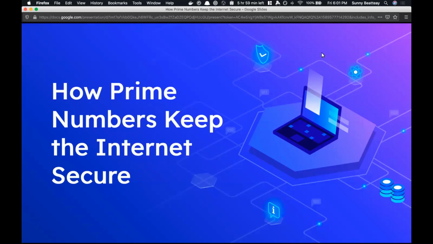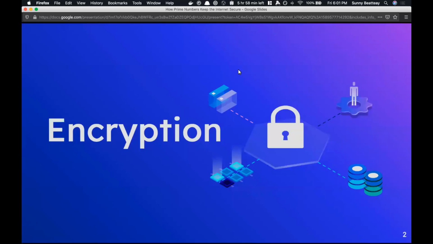And you might be wondering, why are prime numbers so special? What do they allow us to do? So the answer to that is encryption. If you're not familiar with encryption, encryption is a process of turning information into a cipher. And a cipher is a secret code that no one can understand except for those that have the private key that can decrypt the cipher.